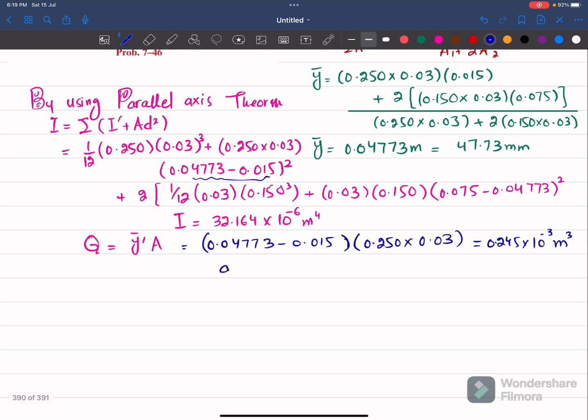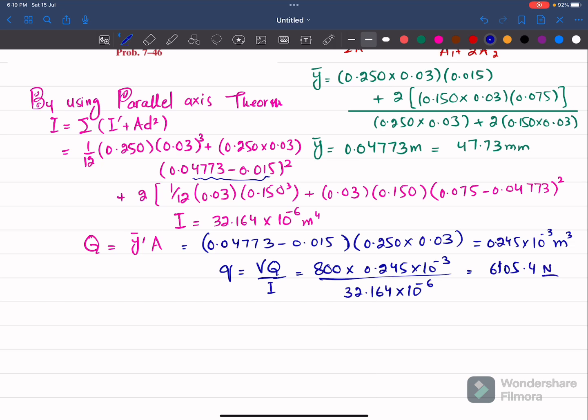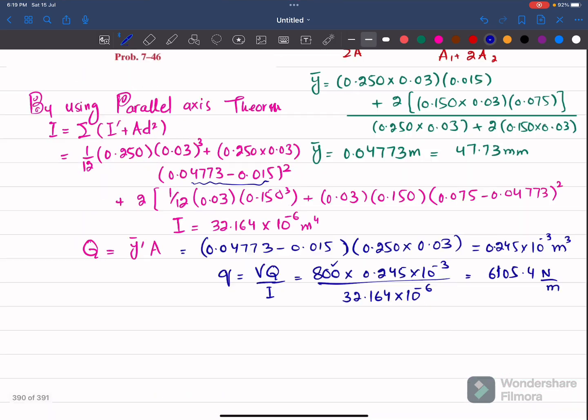Q is equal to shear flow, which is horizontal shear force per unit length, equal to V into Q divided by I. So V is equal to 800 pound. Q is 0.245 into 10 to the power minus 3 divided by I, which is equal to 32.164 into 10 to the power minus 6. So from here you will get the value of shear flow as 6105.4 Newton per meter. This 800 is not in pound, this is in Newton. So can you make this correction?